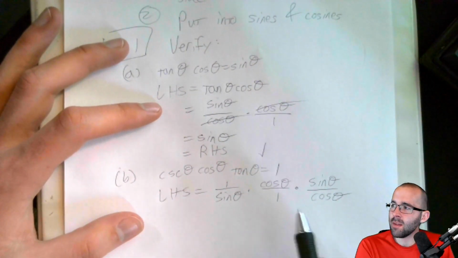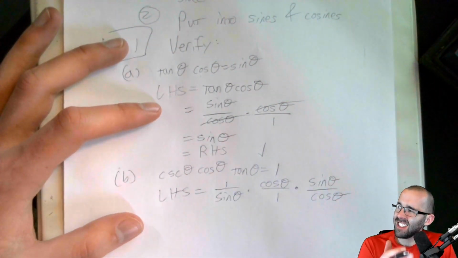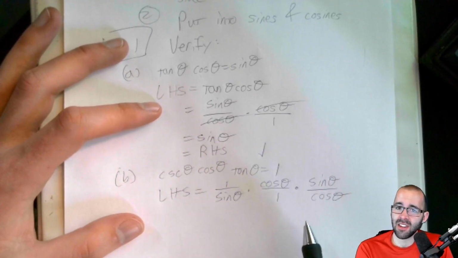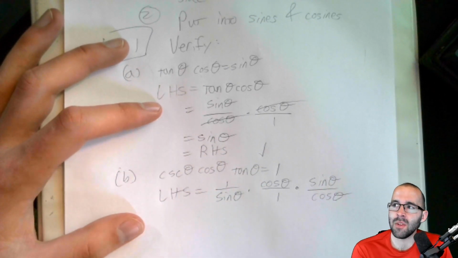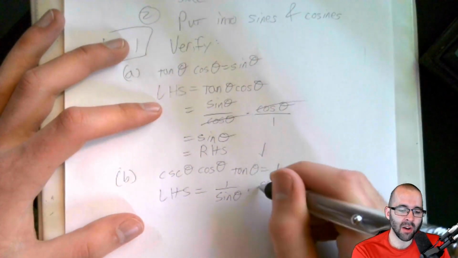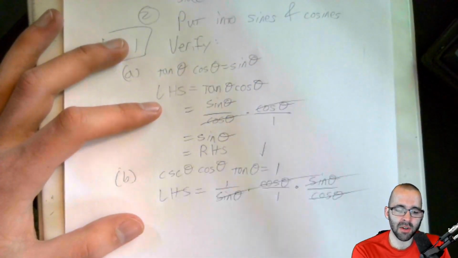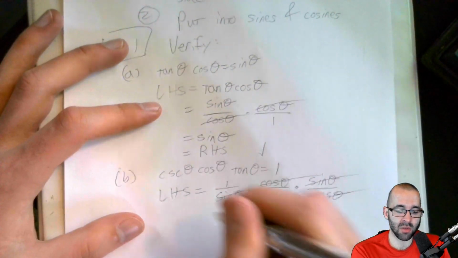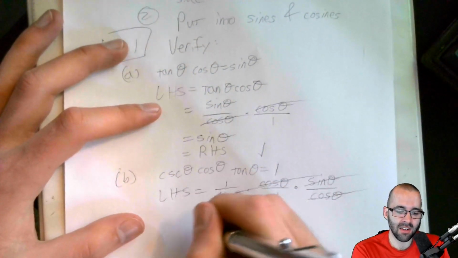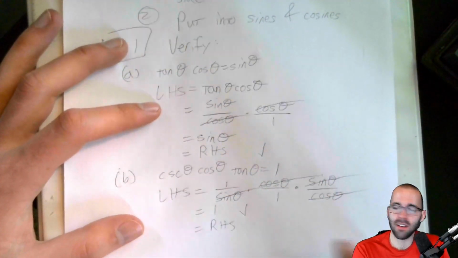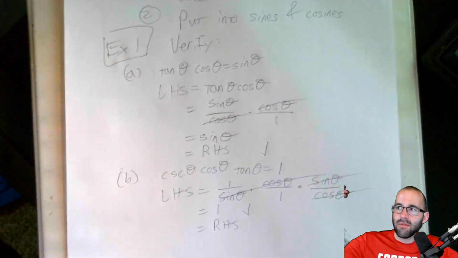And a lot of times, not all the times, but at least half the time, if you get things in sines and cosines, it becomes very obvious what to do next. Because look, we got a cosine on top, cosine on bottom, goodbye. Sine on top, sine on bottom, goodbye. What are we left with? Just 1. That was easy. That's our right-hand side. We're done. Okay?